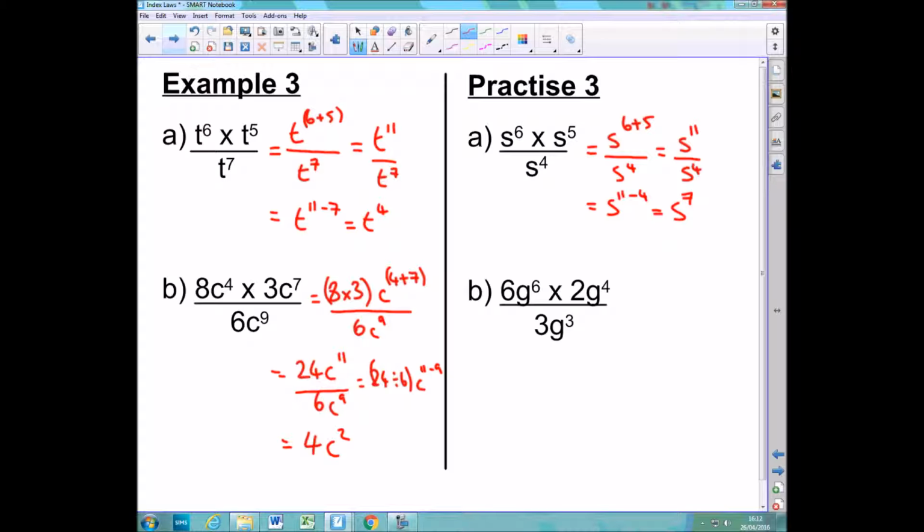This one down the bottom here, I've got numbers involved, so I'm just going to times the numbers to begin with. 6 times 2, and I've got g to the power of 6 plus 4, because they're being timesed, divided by 3, g to the power of 3. So here 6 times 2 is 12, g to the power of 10, over 3g to the power of 3. So now I'm dividing them, so I've got 12 divided by 3, numbers divide normally, g to the power of 10 minus 3 because the powers are being divided, and I get 4g to the power of 7.